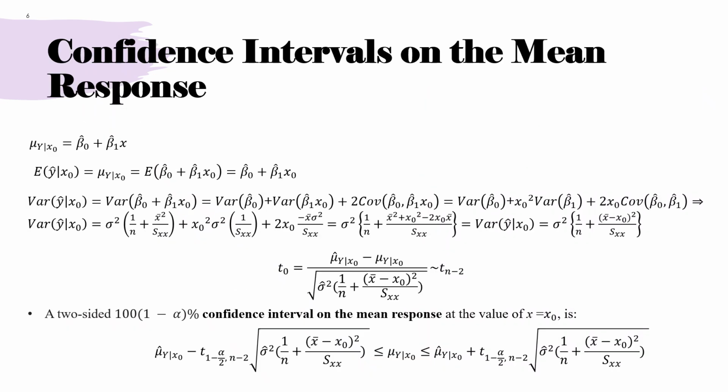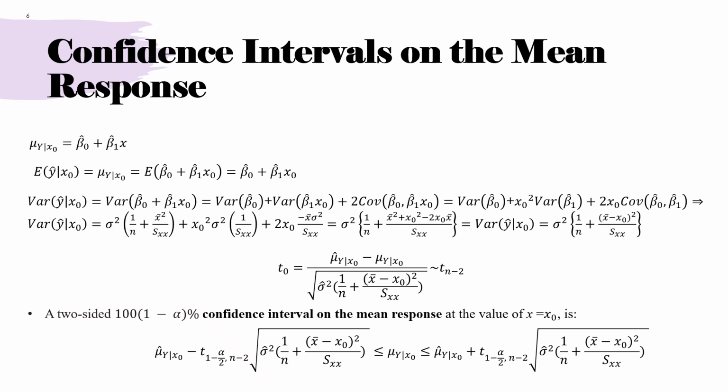A confidence interval on the mean response describes the range of plausible values for the average value of the response variable at a specific value of the predictor. In other words, instead of predicting a single outcome, we are estimating the expected response for all observations that share the same predictor value. In simple linear regression, the estimated mean response at a given value of the predictor is obtained by plugging that value into the fitted regression line.